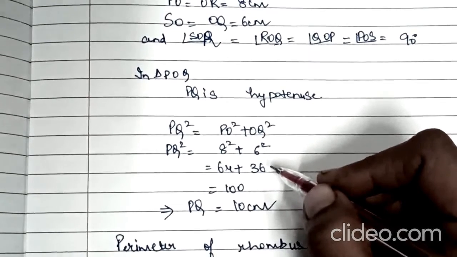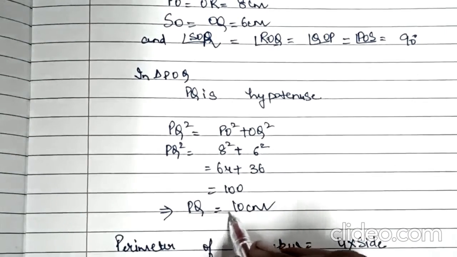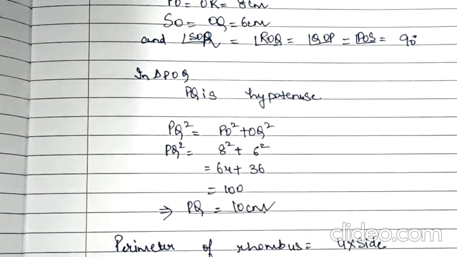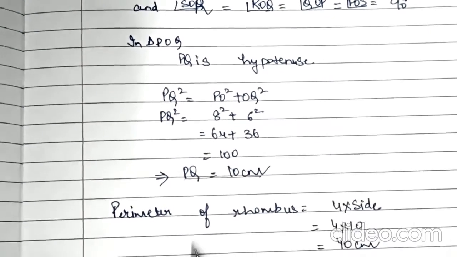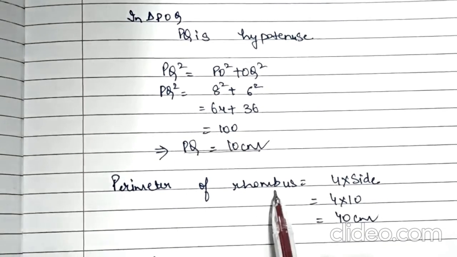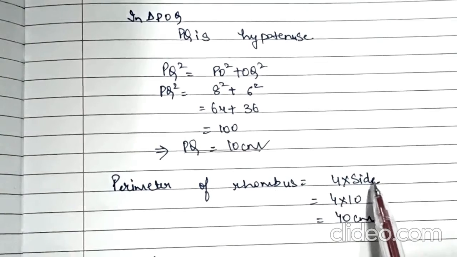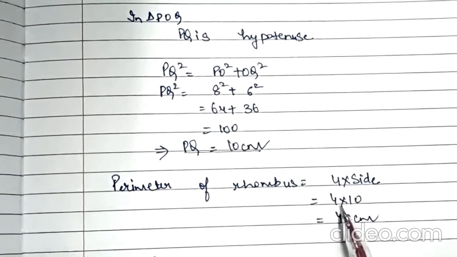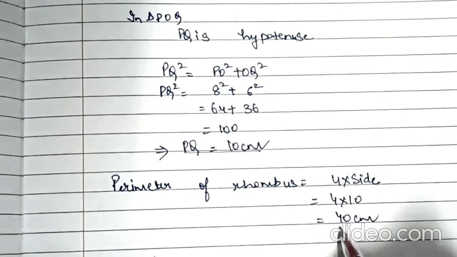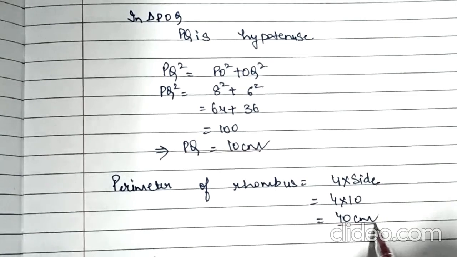So the side of the rhombus is 10 centimeter. Now the formula for the perimeter of rhombus is 4 into side. So 4 into 10 gives you 40 centimeter.